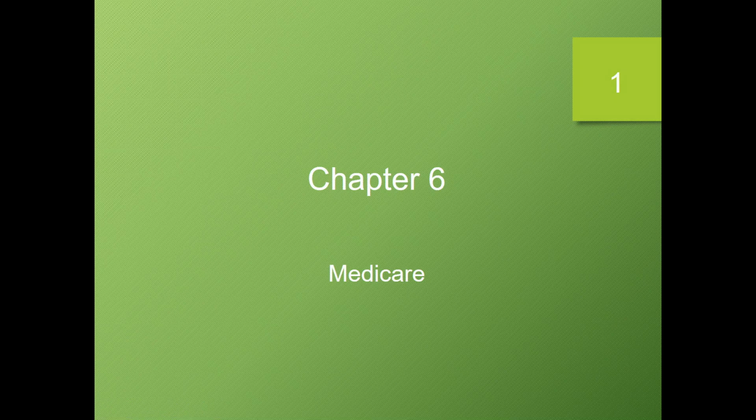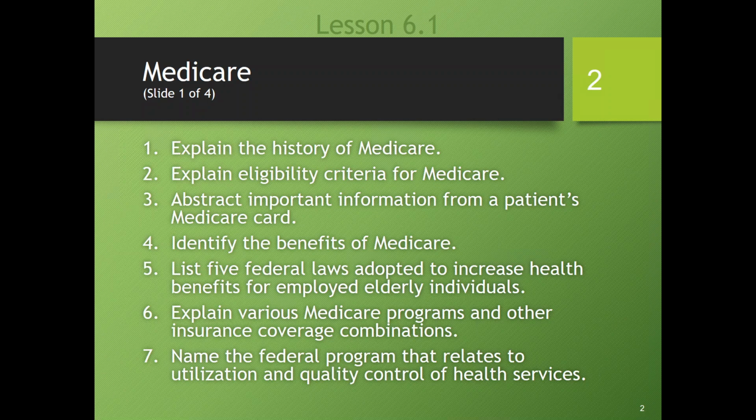Chapter 6 is Medicare. Our lesson objectives for this chapter: explain the history of Medicare, explain eligibility criteria for Medicare, abstract important information from a patient's Medicare card, identify the benefits of Medicare, list 5 federal laws adopted to increase health benefits for employed elderly individuals, explain various Medicare programs and other insurance coverage combinations.